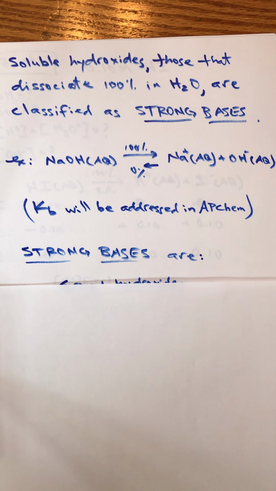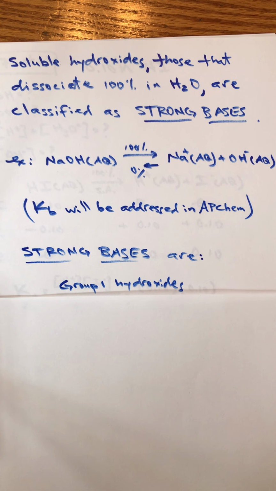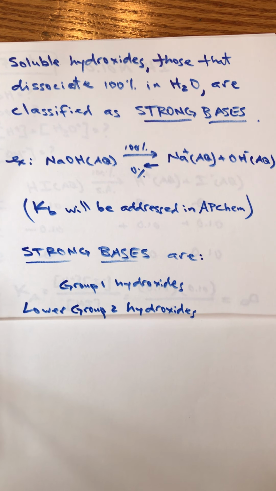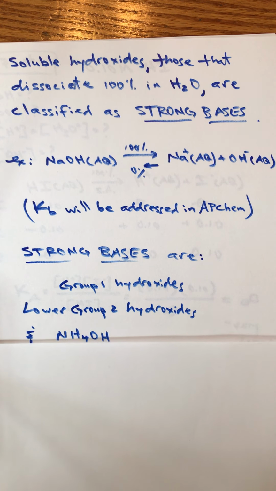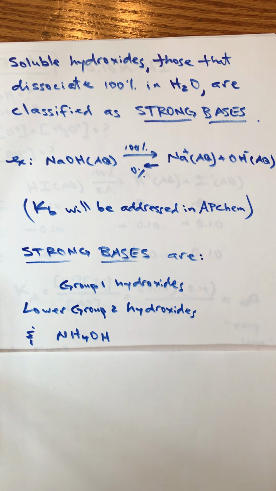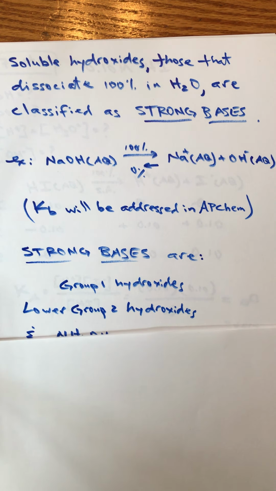You need to memorize the strong bases, so I want you to write these down right now. They're group 1 hydroxides, the lower half of group 2 hydroxides, and ammonium hydroxide. So get your supplemental table, and you've got a little space to write down here. You're going to say strong bases.